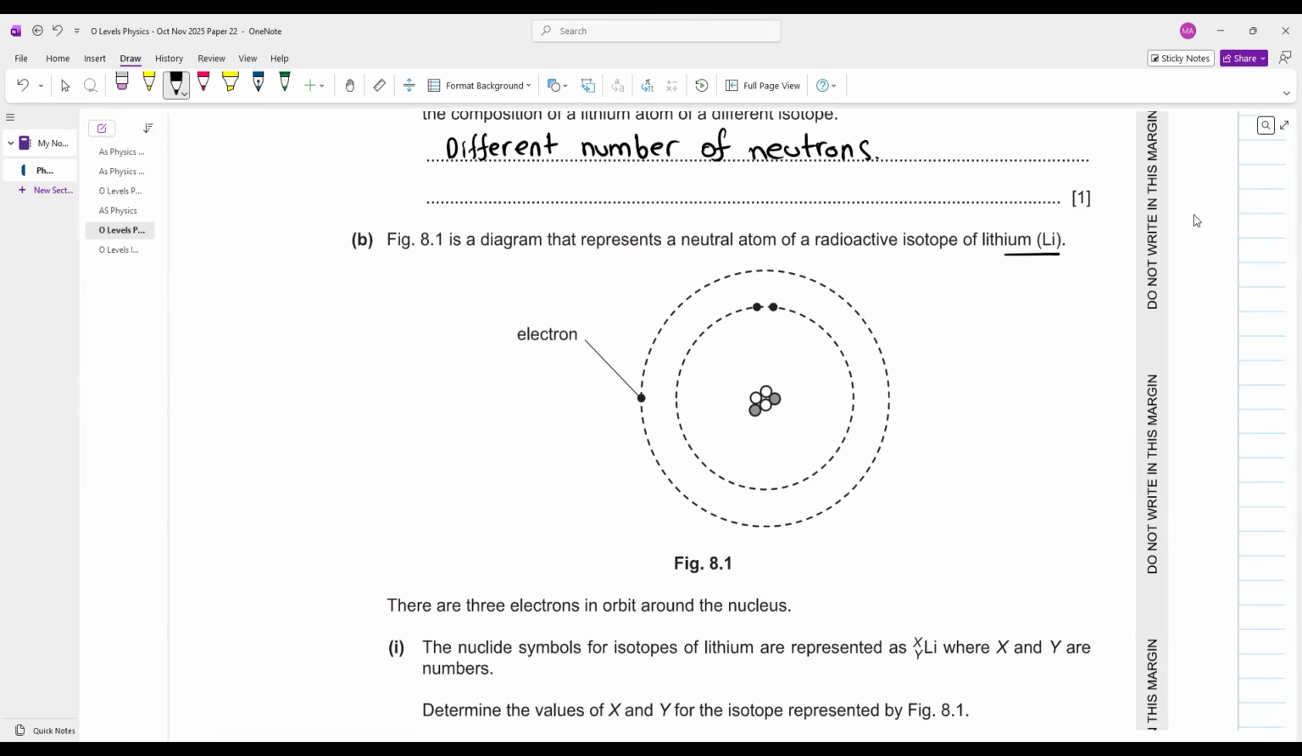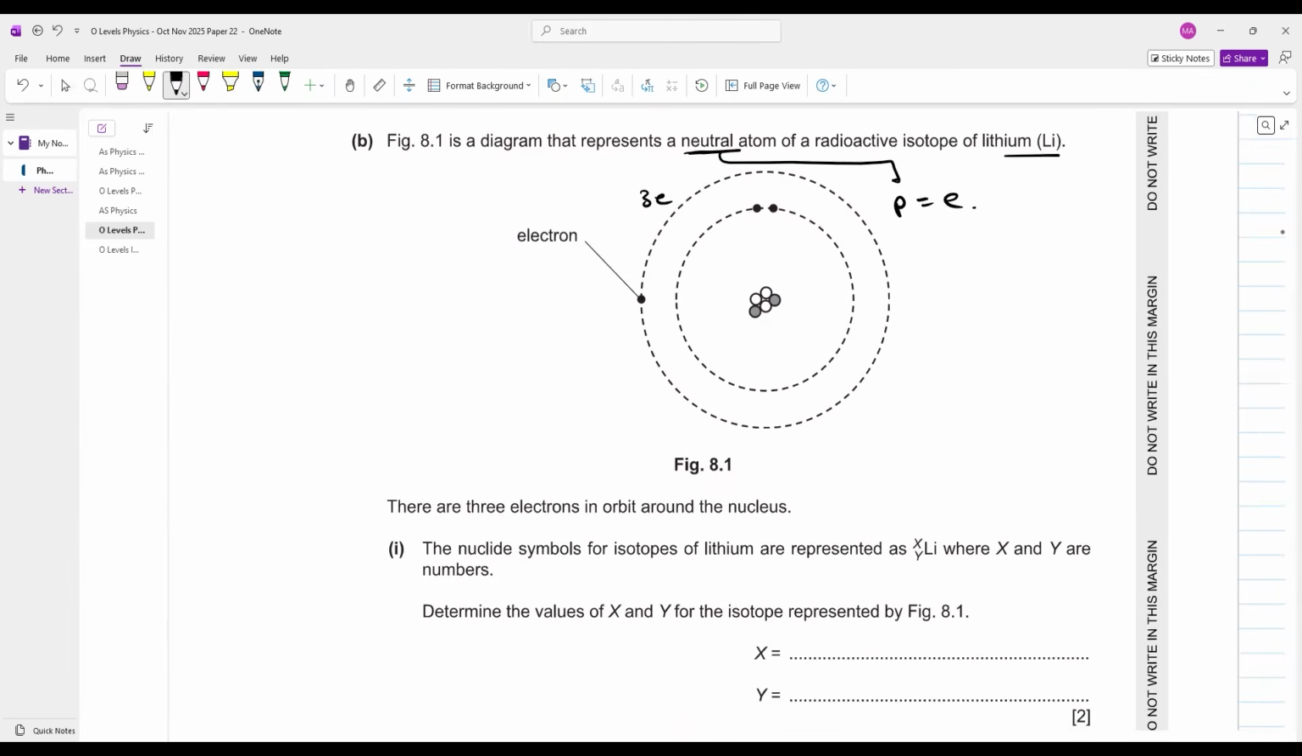ठीक है बेटा, कितने इलेक्ट्रॉन्स हैं? 1 2 3. So you have 3 electrons. Always remember, if your atom is neutral, इसका मतलब क्या है? Number of protons is equal to number of electrons. अगर इलेक्ट्रॉन्स आपके 3 हैं तो प्रोटॉन्स भी कितने होंगे? 3. ओके. There are 3 electrons in the orbit. ये एग्जामिनर बड़ा इजी आया हुआ है इस पेपर में.